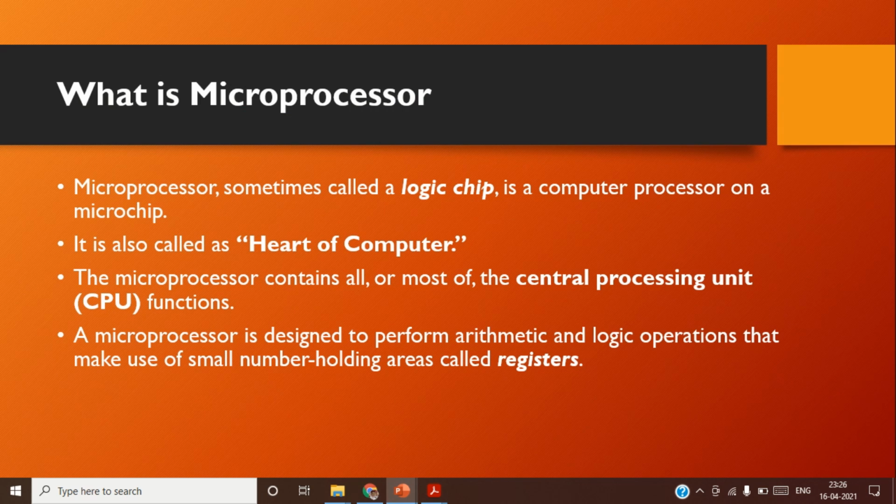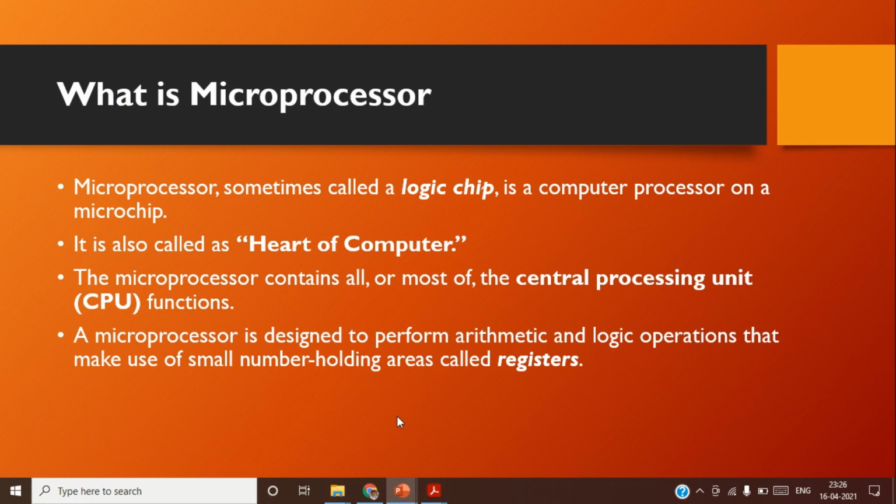what is microprocessor. Microprocessor, sometimes called a logic chip, is a computer processor on a microchip. So, it is the chip which is integrated on your motherboard and is called the heart of the computer. Microprocessor is sometimes also called the brain of the computer, or sometimes the heart of the computer, because it is one of the most vital, we can call it the most vital part of your computer, because it is the one who makes decisions for your computer. All kinds of decisions will be taken by your microprocessor.